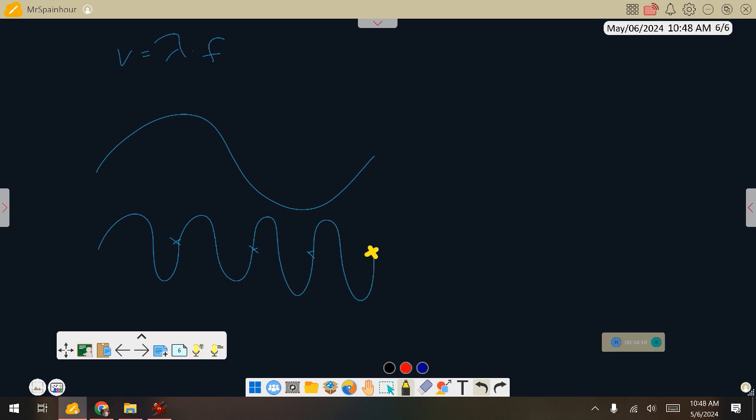If the medium is set and velocity is set, therefore you can control wavelength and frequency vice versa of each other. Other questions? These are great questions. You guys are doing awesome.